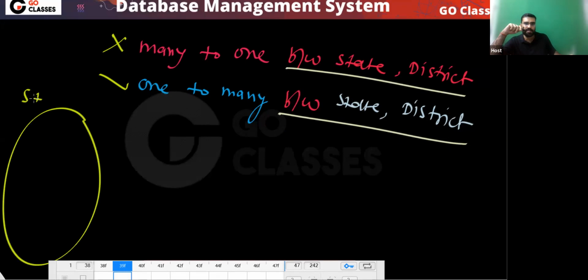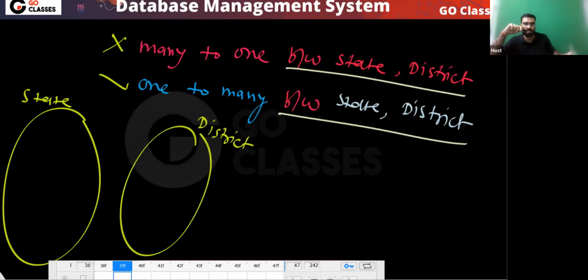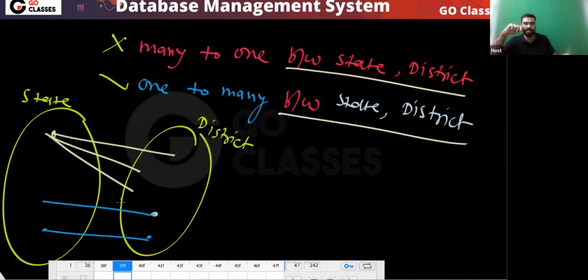So if you notice between state and district, what will happen? One state can have many districts, right? Like this can happen. But one district will have only one state, right? One district can have only one state. Yes or no? Is this clear to everyone? So one to many exists between state and district. One state can have many districts. So this is the situation.